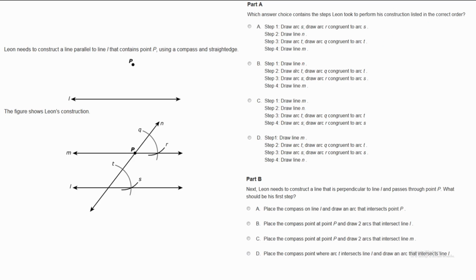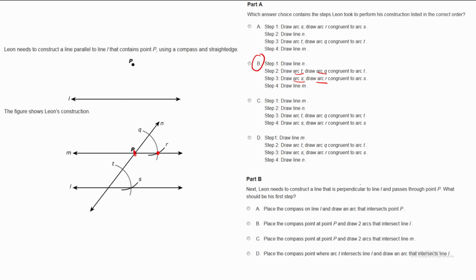So first up, the first thing we have to do here is draw line N. So we're going to draw line N. This is our only answer here because draw line N is only the first step. And then it goes to draw T, copy Q at point P. We draw S where it intersects. We draw R where it intersects, right? So T, Q, S, R, and then last but not least, you could draw M through the two intersection points right there.